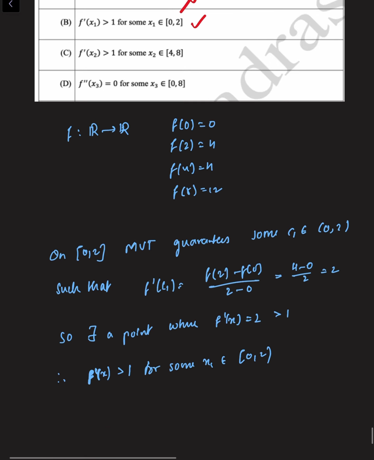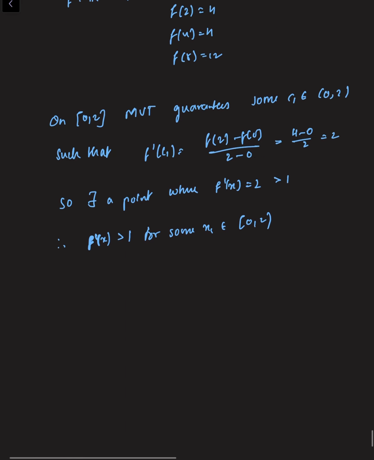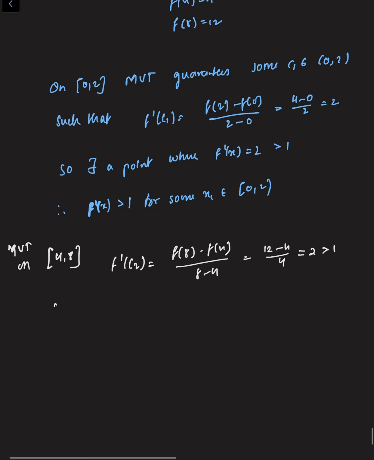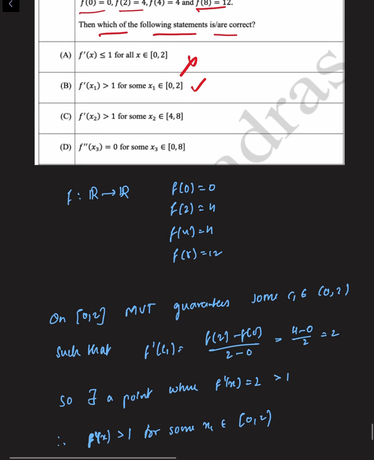And if we consider the third option, for the third option we can use the mean value theorem on 4 comma 8. So if I consider my interval as 4 comma 8 and apply the mean value theorem on the 4 comma 8 interval, f dash of C2 is equal to f of 8 minus f of 4 by 8 minus 4, which is 12 minus 4 by 4, that is 2, which is greater than 1. So that means there exists x2 belongs to 4 comma 8 with f dash of x2 greater than 1. So the third option is also correct.